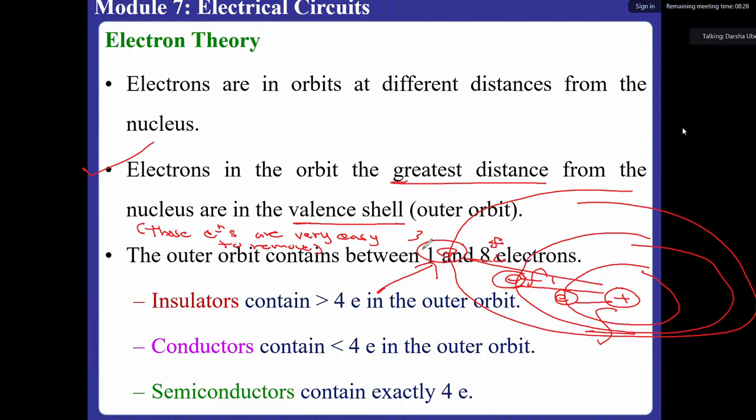In the bracket you can write. And the third point, the outer orbit contains between 1 and 8 electrons. Yes, that you know in chemistry. So what is insulator, conductor and semiconductor? Normally in the insulators, it includes 4 electrons in the outer orbit, and conductors it's less than 4, semiconductors exactly 4, right?